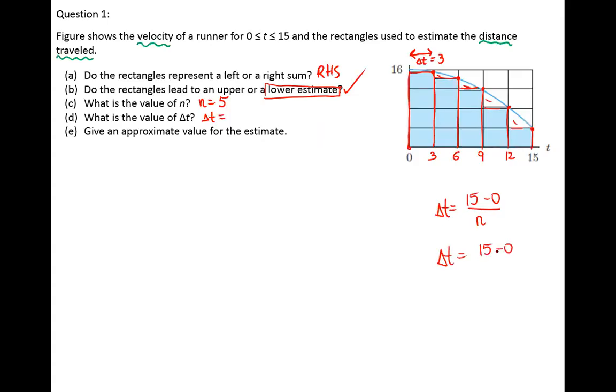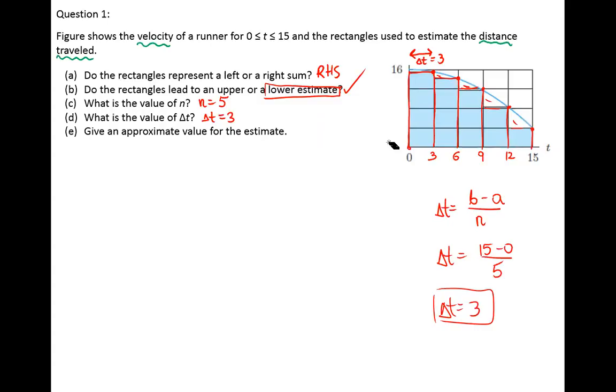Let me actually put n is 5. Because to find the length of the entire distance between a and b, we have to subtract b minus a. And then we can nicely see it is 3. We go by 3 again, like we can see.